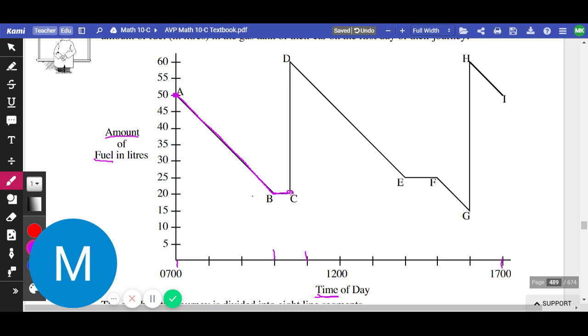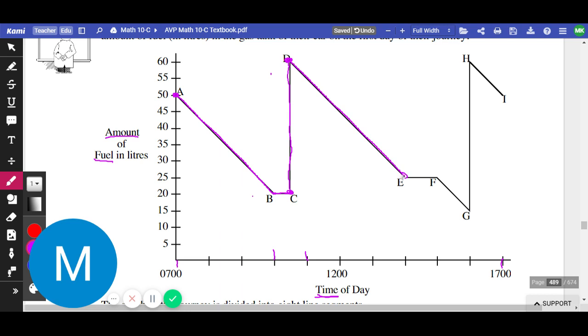Then look at from C to D. It goes from here straight up. Gas station, right? They filled up their car. That's what that represents. So at point C, they fill the car back up with gas. Boom, they launch all the way up to there. Then they start driving again. As they're driving, it's going down and down and down.